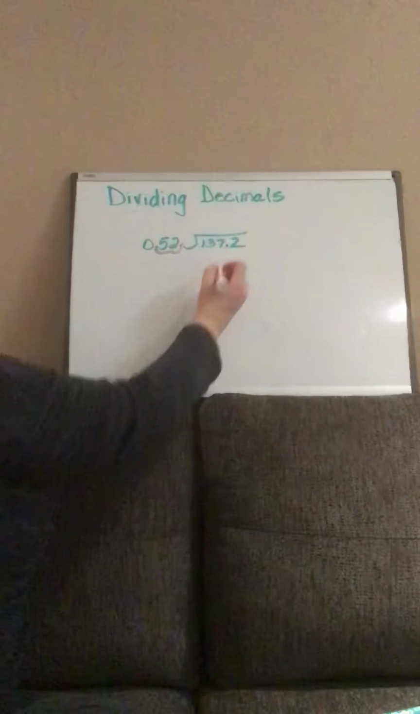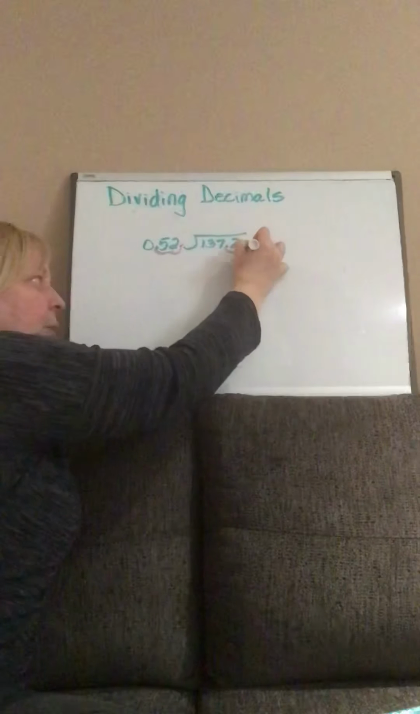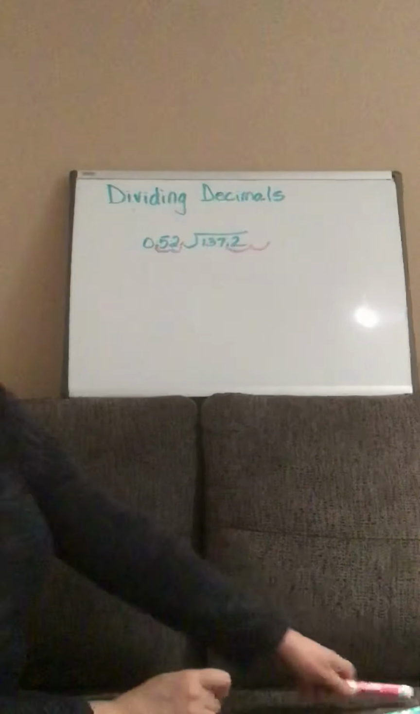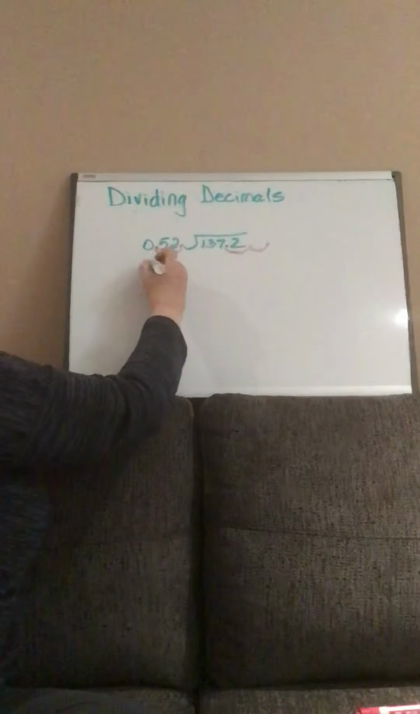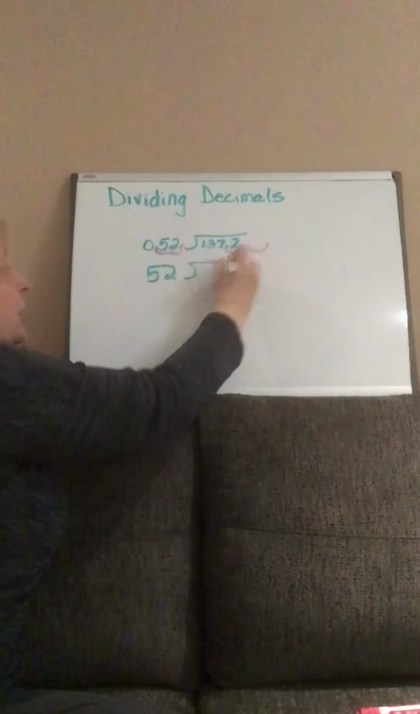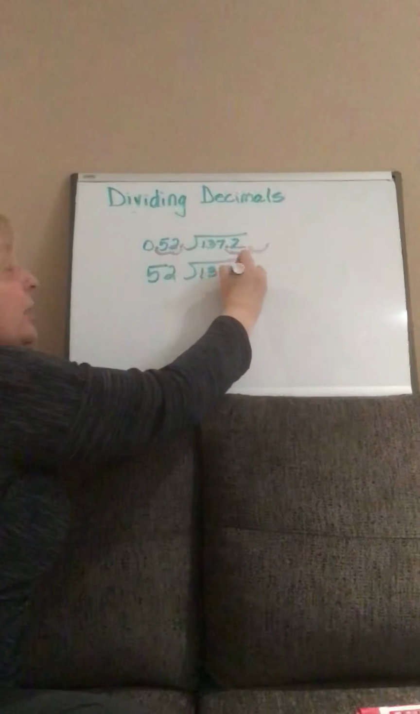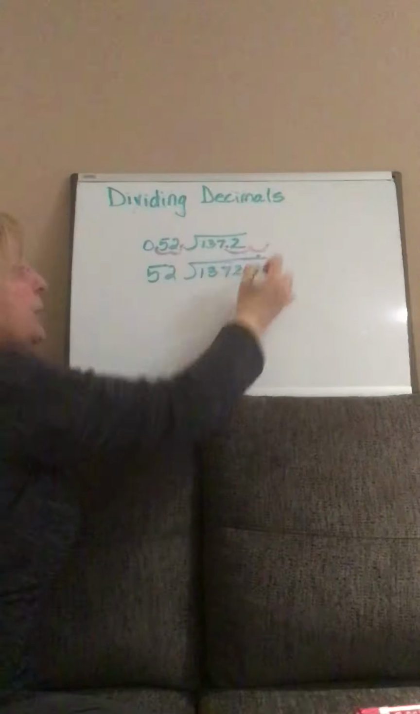Need to get rid of that. Notice I only have 1 here, but I need 2. So I put 1, and then I hold the place with the other one. So my new question becomes 52 into 13,720. And the new decimal place is right here.